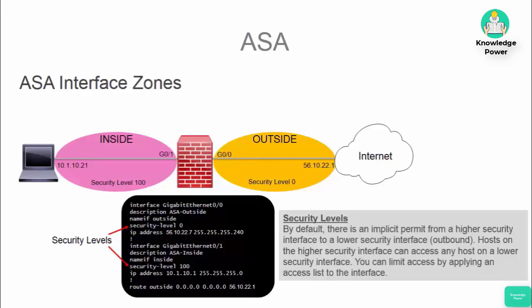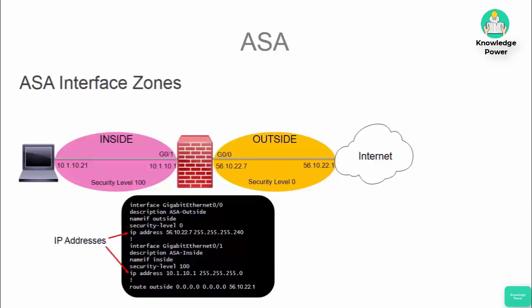Security levels control where traffic can be initiated from. So for example, by default, all traffic from a security level 100 interface would be allowed to talk to a security level 0 interface. The opposite holds true for a lower security interface to a higher security interface. So if traffic is sourced from a level 0 zone destined to a level 100 zone, it is denied by default, unless there is an access list rule that permits the traffic.